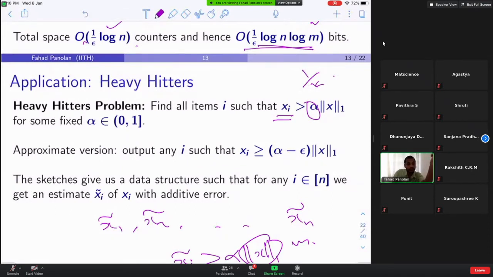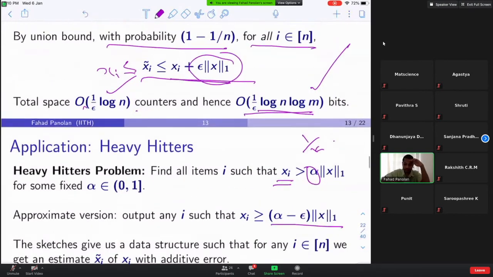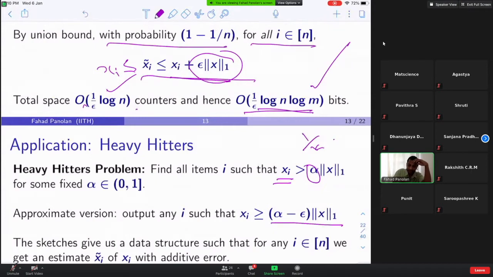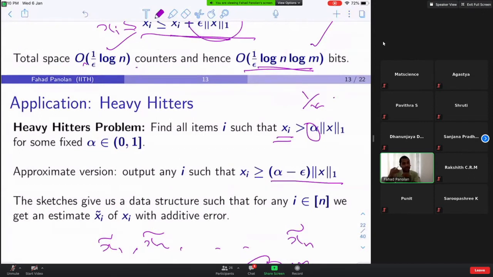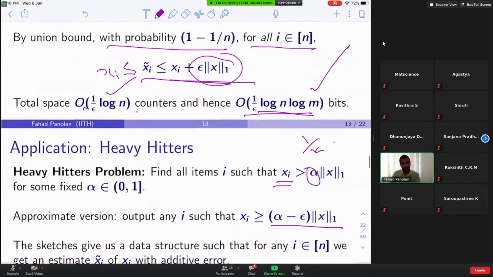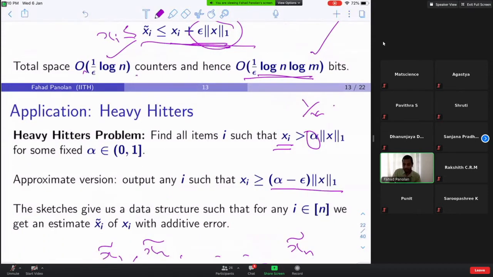What is that something more? Those items whose value is like alpha minus epsilon times the L1 norm of x. Because the xi tilde value may get overestimated, some of them were less than alpha, but they get overestimated and appear to be more than alpha times the L1 norm. But will the tiny items get that value? No, because the addition can be at most epsilon times the L1 norm of x.